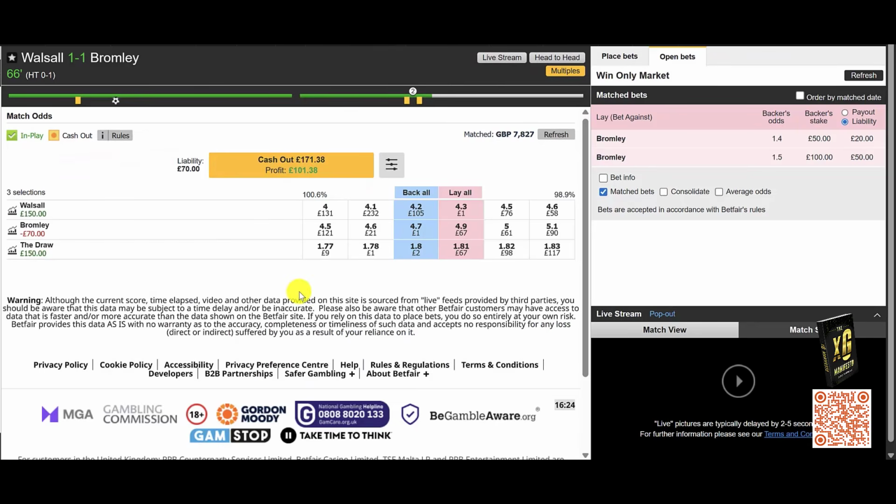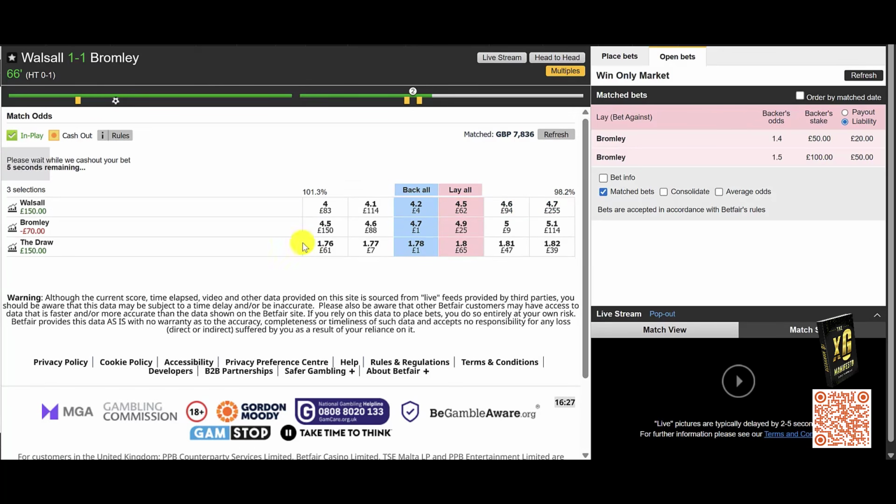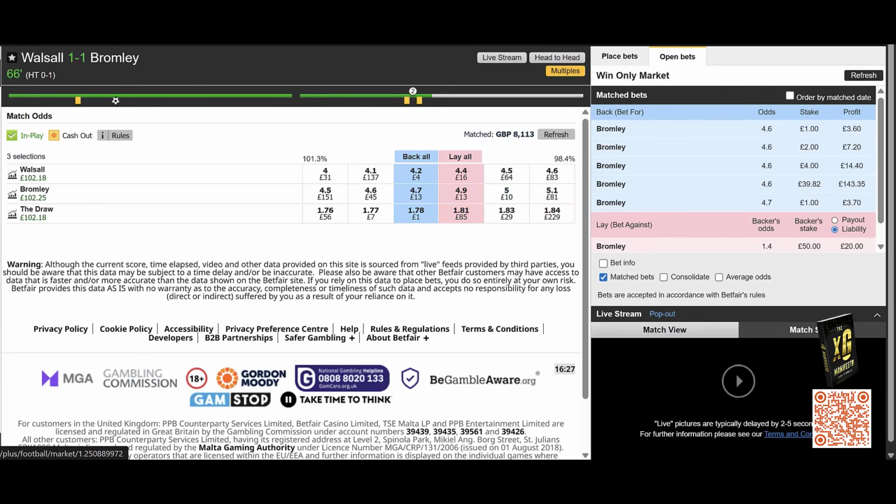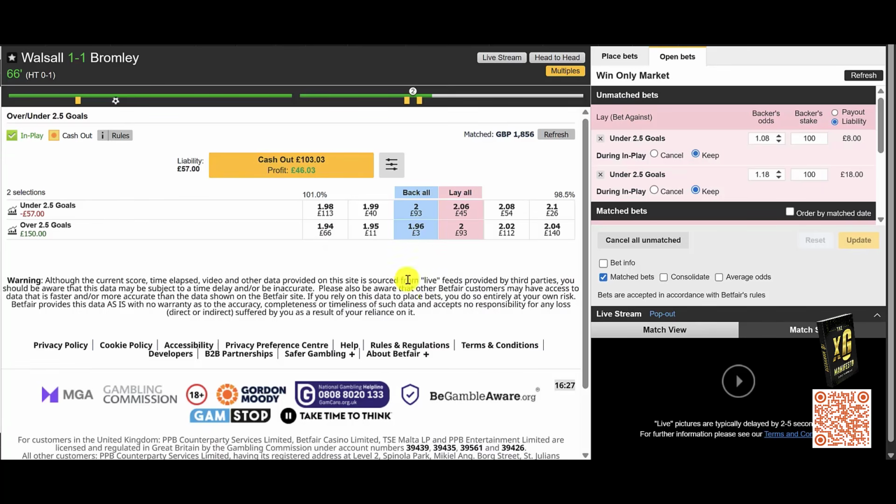66 minutes, we've had a goal and it's gone the way that we wanted. It's now Walsall 1, Bromley 1. So let's lock in the profit on the match odds market. We got two of our lay orders matched at 1.5 and 1.4. Let's just get that locked in, and then we're going to now take a look at the goal markets, which is the 2.5 goals market.